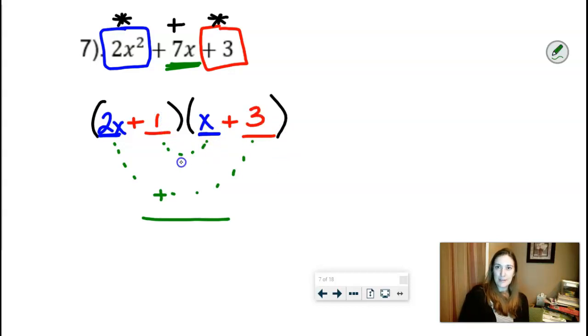So 1 times x would be 1x, and then 2x times 3 would be 6x. Those arches now add up to 7x, and that's how we're going to get that puzzle to work out. So showing the binomials, showing that you're checking your arches, that's what I want to see on your practice work.